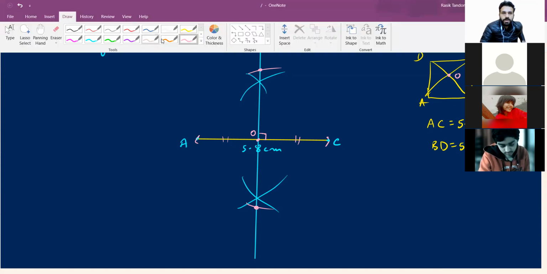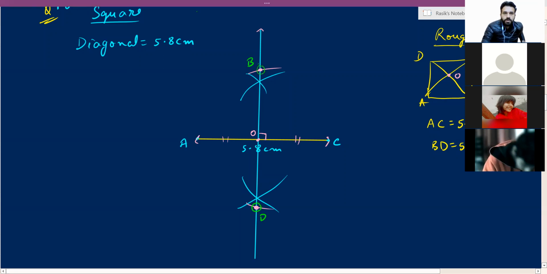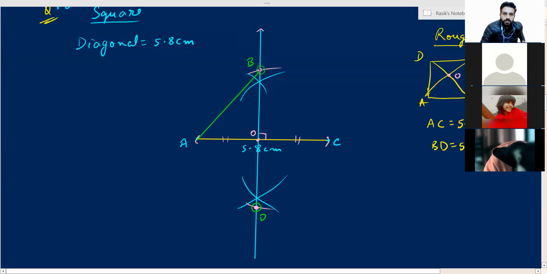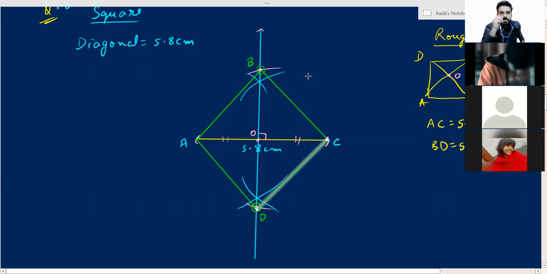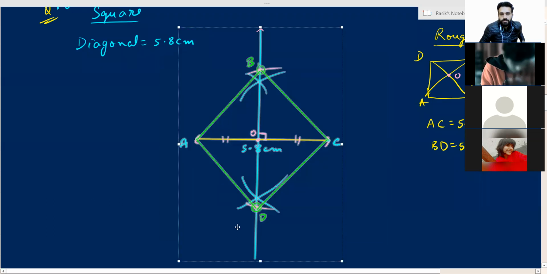So now these are the vertices B and D. You have got the vertices B and D. Now we just have to draw the sides of the square. So if you join AB, you will get the first side of the square. Then you join BC, this will be the second side of the square. Join AD and then join CD. So this is your square ABCD. I'm not getting it that perfect because I'm not drawing it with proper dimensions, but you will get a perfect square if you draw it correctly.